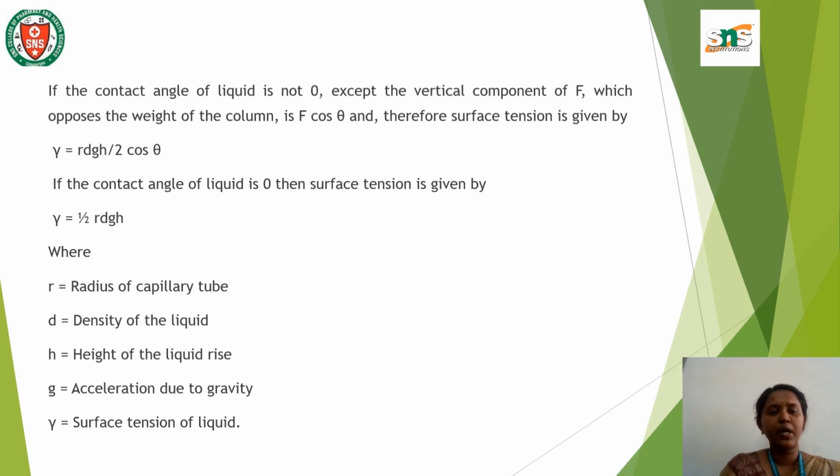Therefore, surface tension is gamma equal to r d g h divided by 2 cos theta. If the contact angle of the liquid is 0, the surface tension is given by gamma equal to 1 by 2 r d g h. r is the radius of the capillary tube, d is the density of the liquid, h is the height of the liquid rise, g is the acceleration due to gravity, and gamma is the surface tension of the liquid.